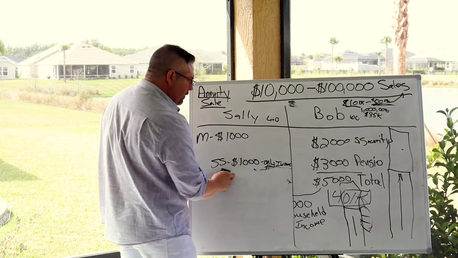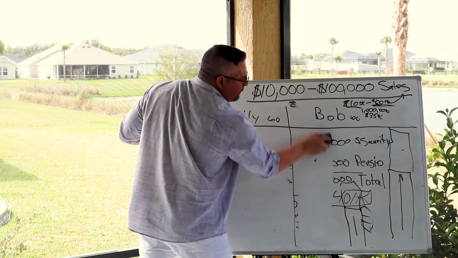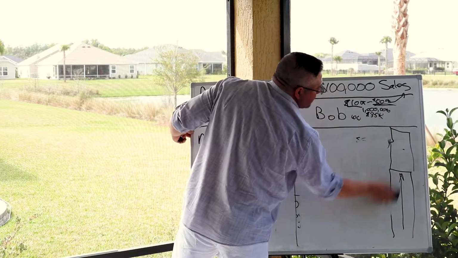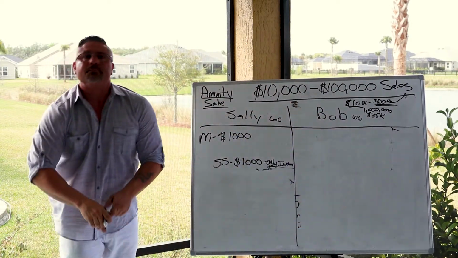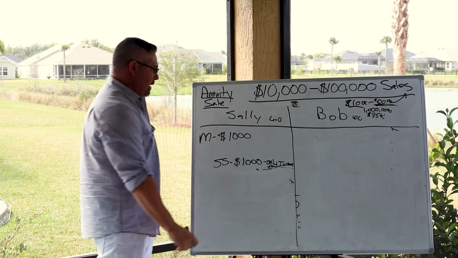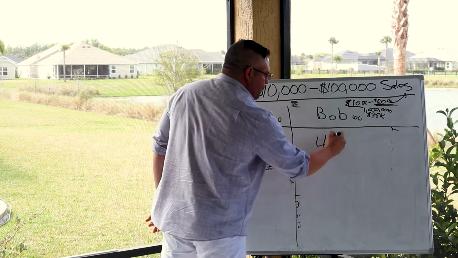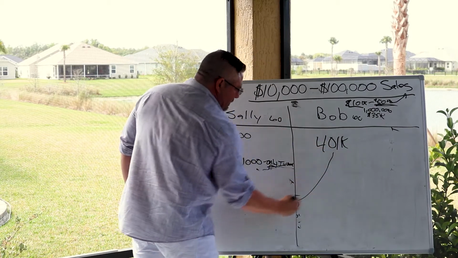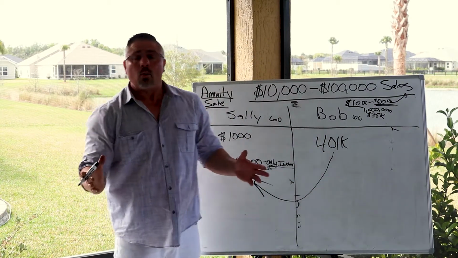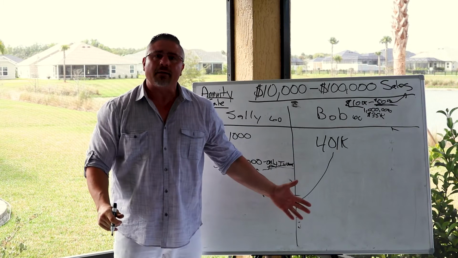Now, you know that Sally only has a $1,000 a month income. So he's going to tell you that he has a 401k, but he's not going to tell you how much is in it. So the next step would be to say, Bob, you have this 401k, great, wonderful. What's the death benefit on that to Sally?